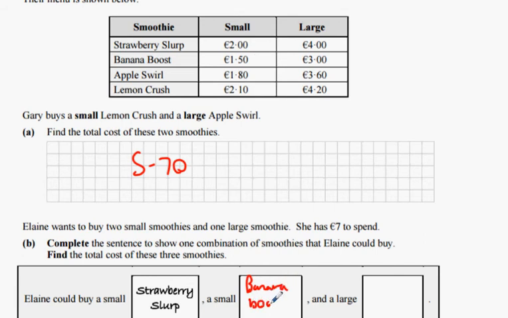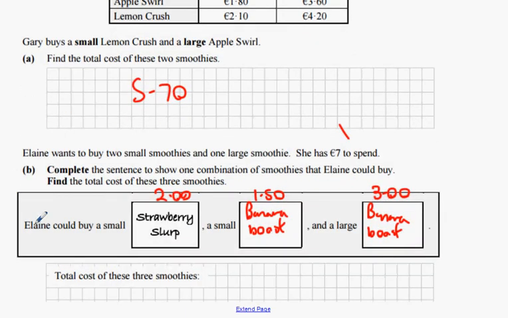So she can get the Banana Boost. And a large, we'll go for the cheapest one again. Another Banana Boost. So it's going to be a small strawberry slurp is €2 plus a small banana boost which is €1.50 plus €3 for the large banana boost. And when we add them together we're going to get €6.50.